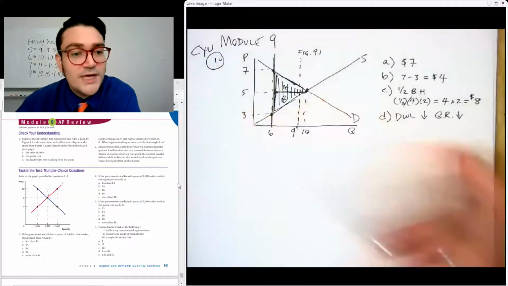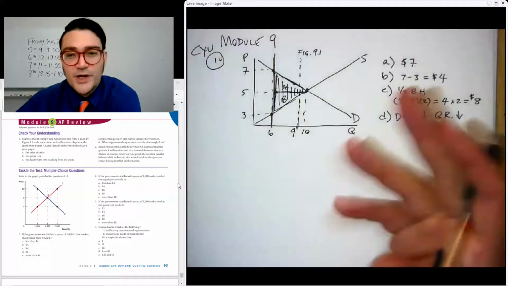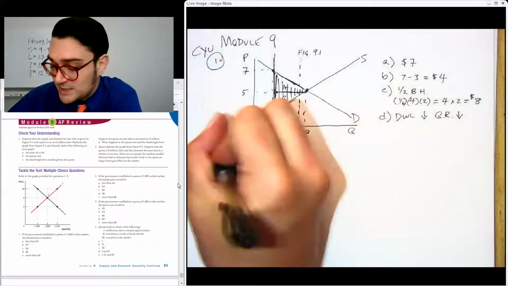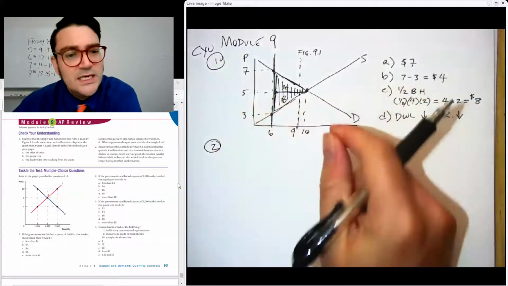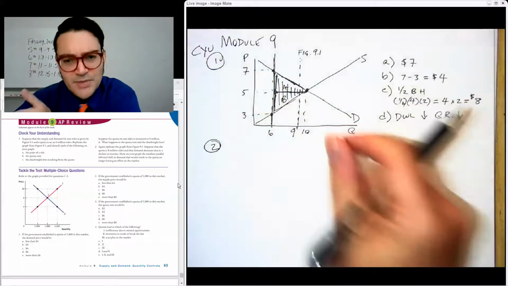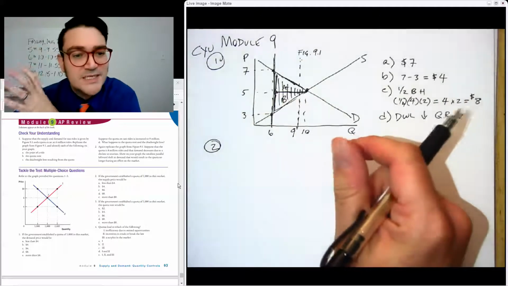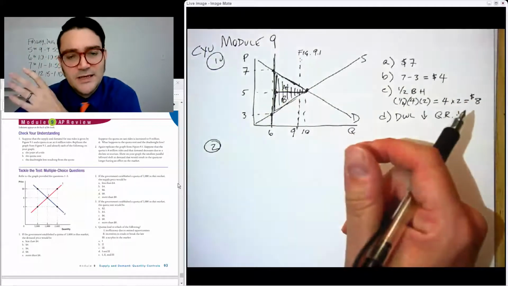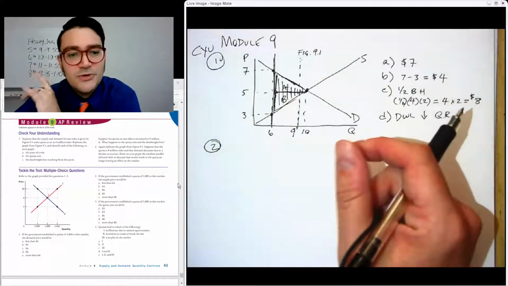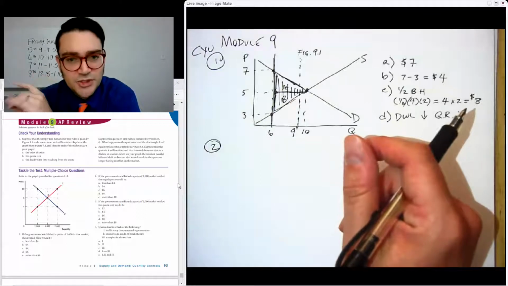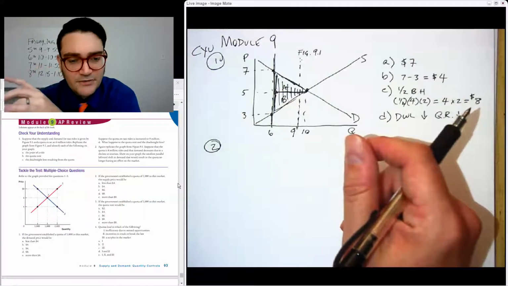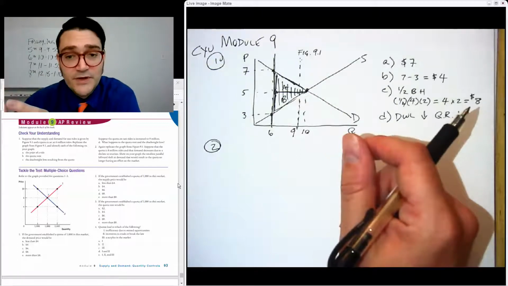Now it says number 2, again, replicate the graph from figure 9.1. I'm going to go ahead and skip doing that because you don't really need it for this. And it says, suppose that the quota is 8 million now. They're going to keep changing it around on us. And the demand decreases due to a decline in tourism. And then it says, show in your graph the smallest parallel leftward shift of the demand curve that would result in the quota no longer having an effect.